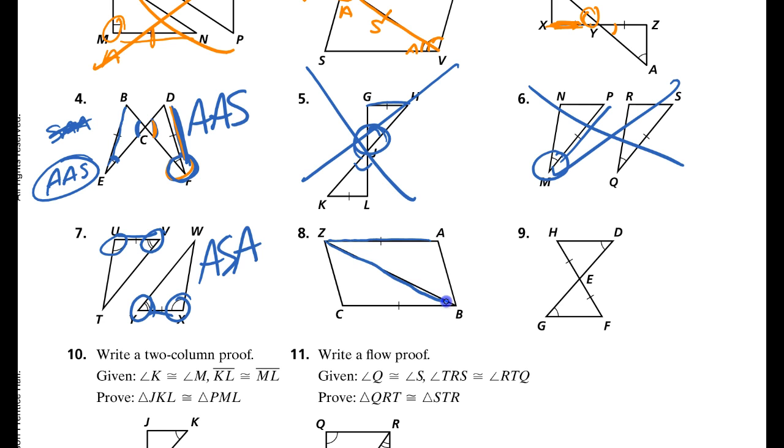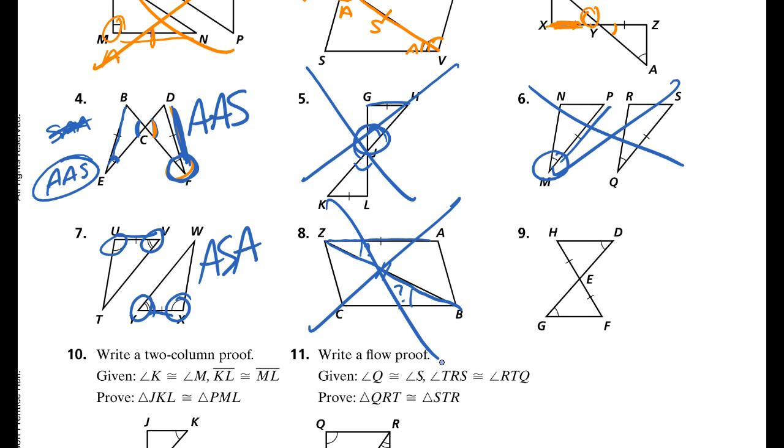I get ZB congruent to itself, so I could sort of make that hatch mark that I've got another side. But it doesn't show me that there are any parallel lines, so I don't know anything about these angles in here being congruent. Question mark, question mark. So number 8, not enough information.